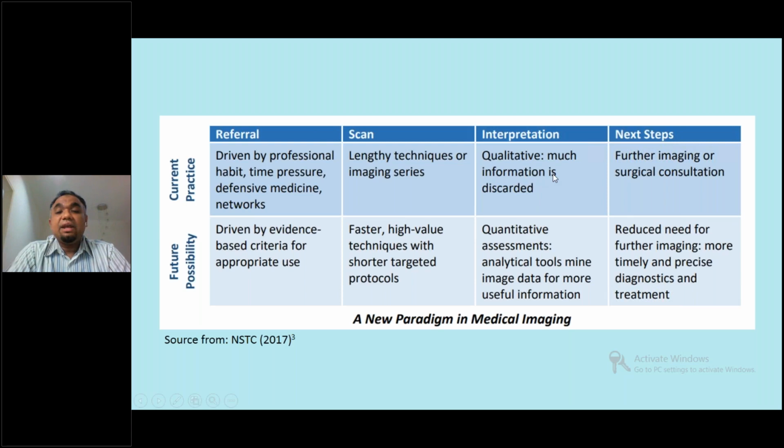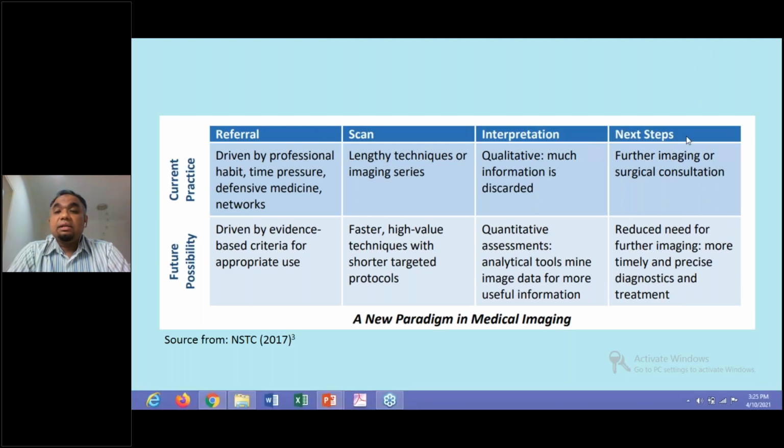And the data itself nowadays is only on the basis of qualitative assessment, but in the future we might go with quantitative assessment, where we can have analytical tools mining data for more useful information. And at the end of the day, in the aspect of future imaging, we can have a reduced number of imaging that patients have to undergo. At the end, we have precise diagnosis and treatment and a better life for the patients.